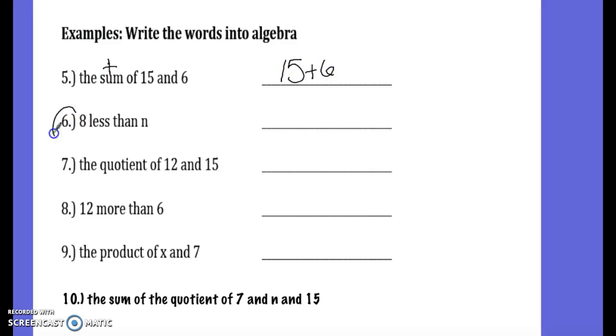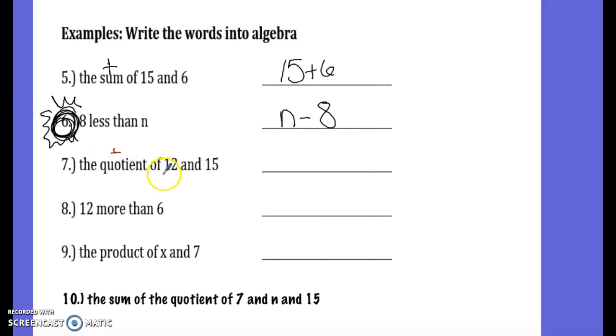Number 2, 8 less than n. This one's super, super important. 8 less than n, it's saying n minus 8. 8 is less than. It's smaller. It's getting decreased. Number 7, the quotient, we know it's division.